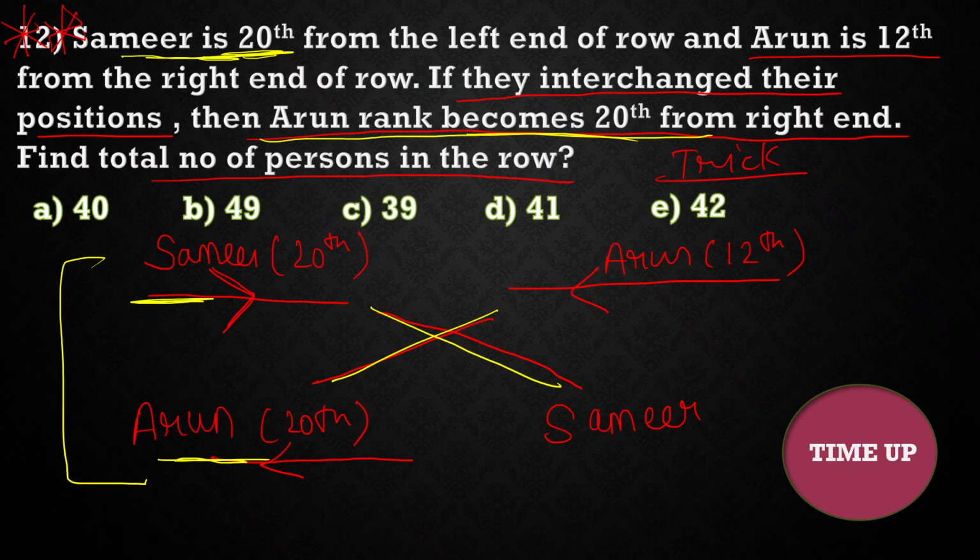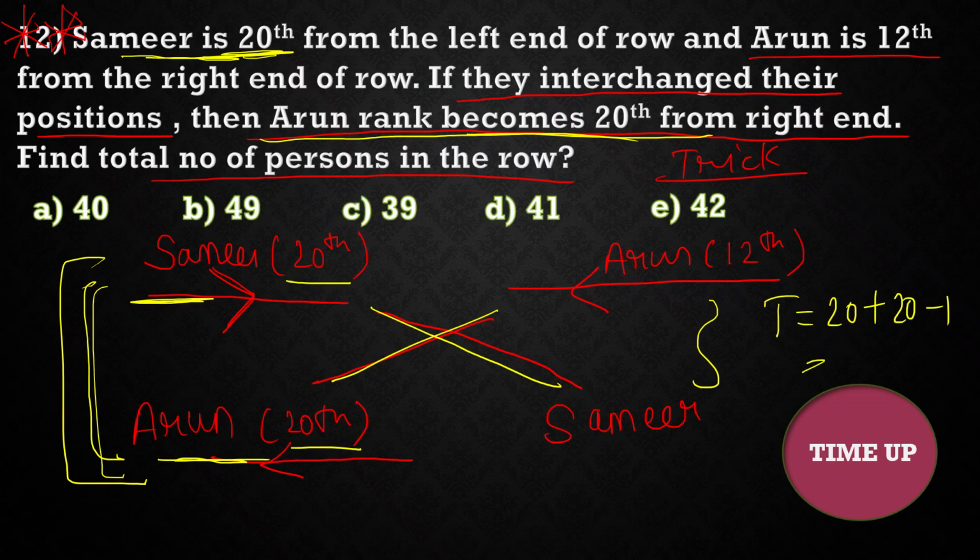See, here is only the information, correct? Here, this side is only information. Here, there is no information, correct? Of both the ranks. So obviously, you will take this 20, this 20. So total will be 20 plus 20 minus 1. 40 minus 1 will be 39, your answer. C is the correct option.